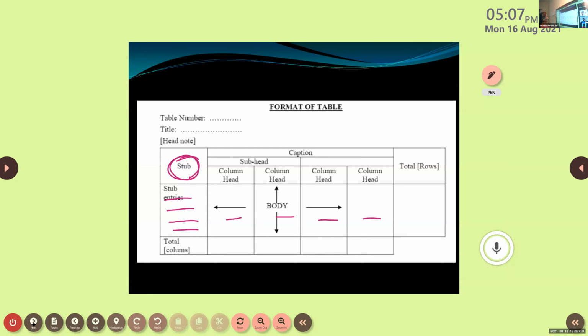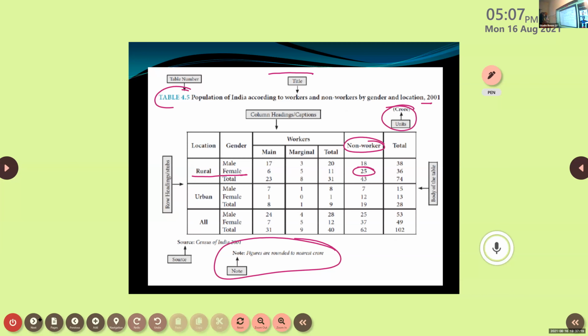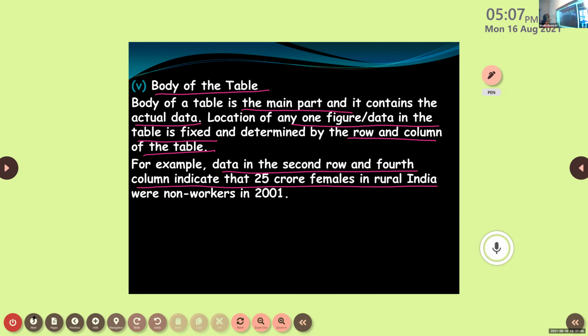So here in this one, they are not showing it. In the previous one, they have written a note related to it. What is the note here? Figures are rounded to the nearest crore. In the sense that when the points come, they don't want to present this in point form. They have rounded it off to the nearest crore. So these are the important points related to the parts of a table.